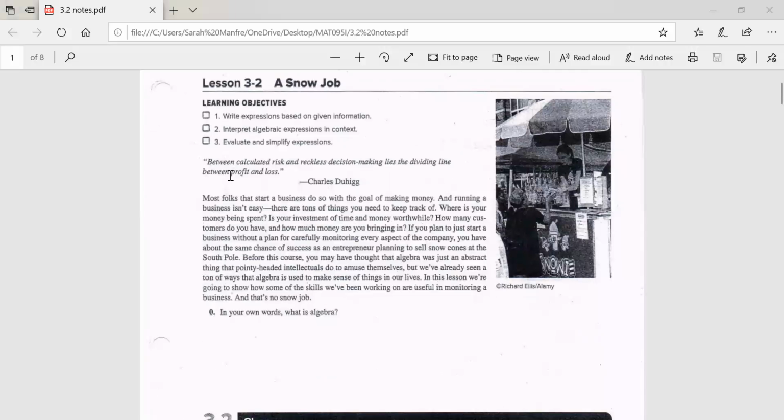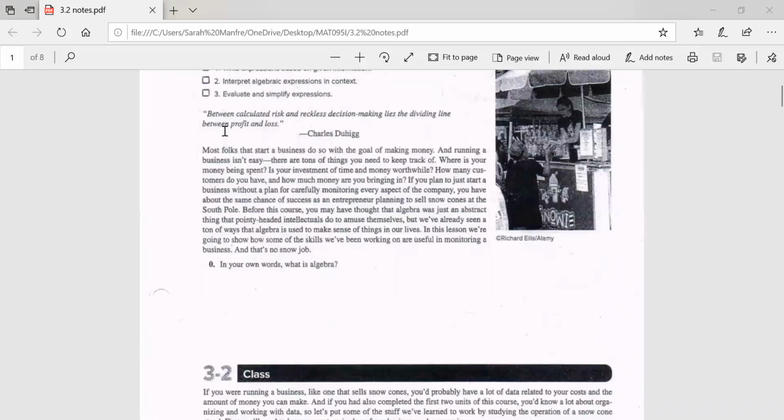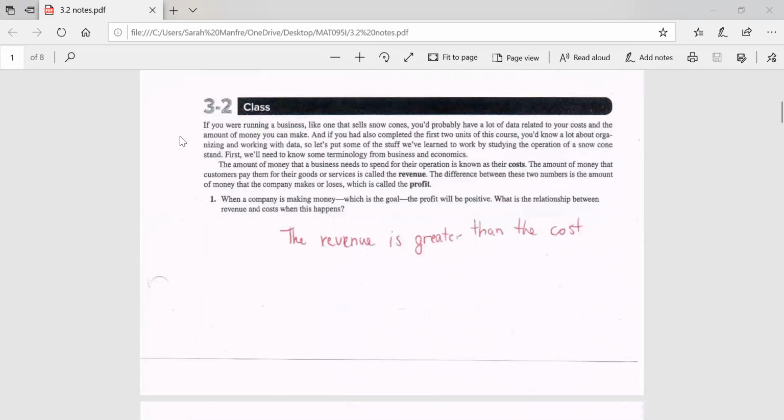Okay, so lesson 3.2. Today we are going to be talking about writing expressions that are given certain information, interpreting algebraic expressions given the context of a problem, so real world stuff, and evaluating and simplifying expressions. So we're going to start with the classwork.